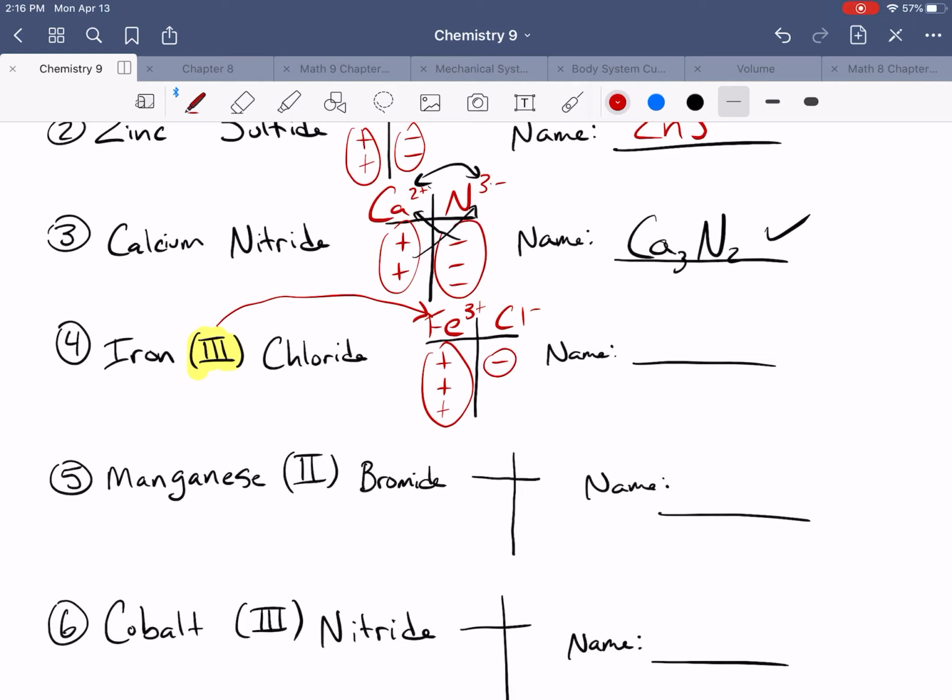So when we ask ourselves who needs more, we know it's chlorine. And then we ask ourselves, how many does chlorine need altogether? Well, they need 3 packages altogether to balance Fe. So the answer to this is FeCl3, because it needs to have 3 packages of chlorine to balance out iron. And that is how you use a Roman numeral inside of this nice little chart right here.